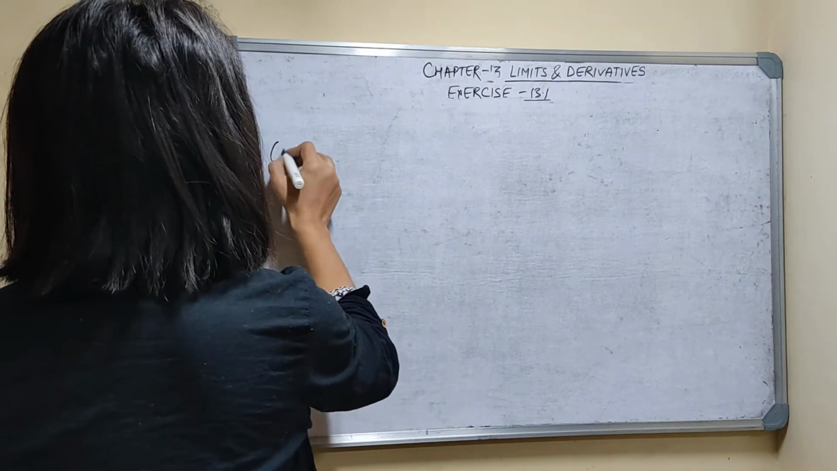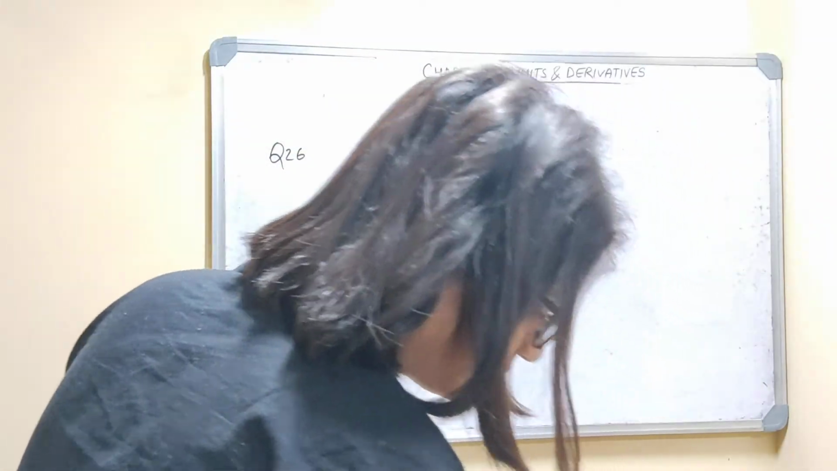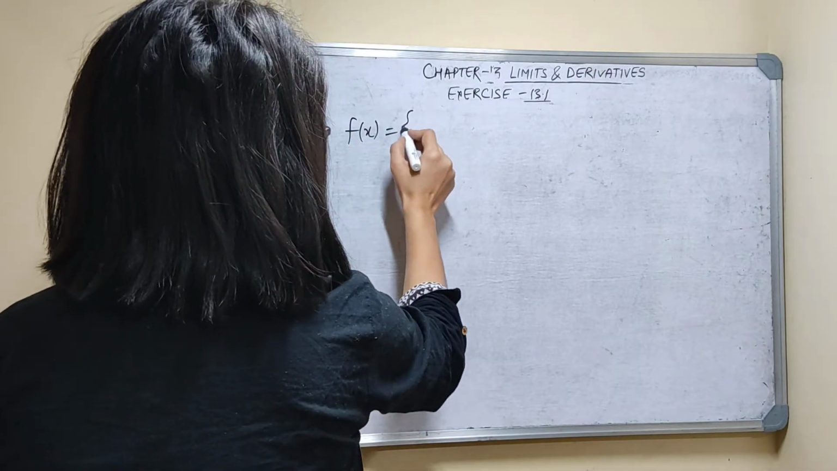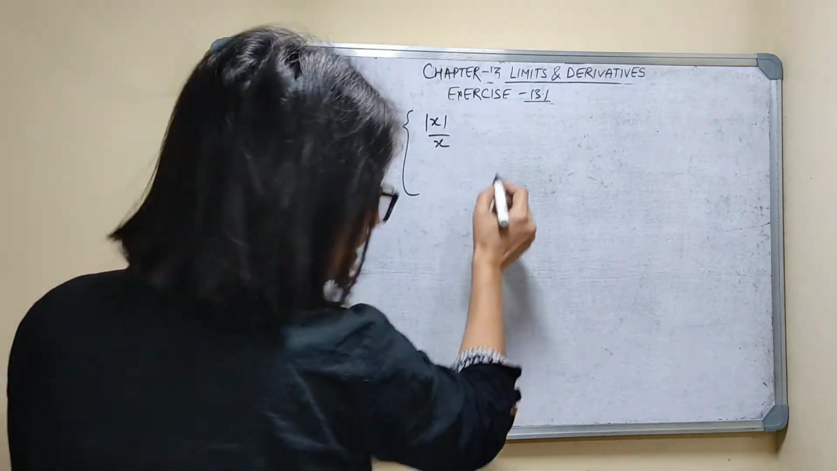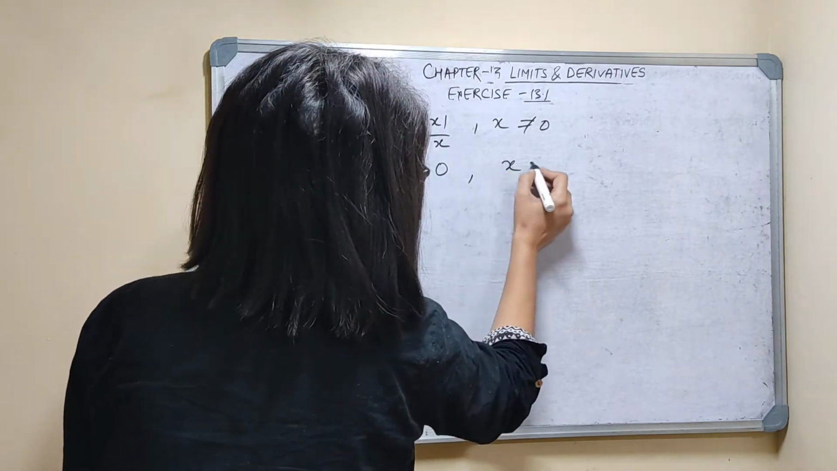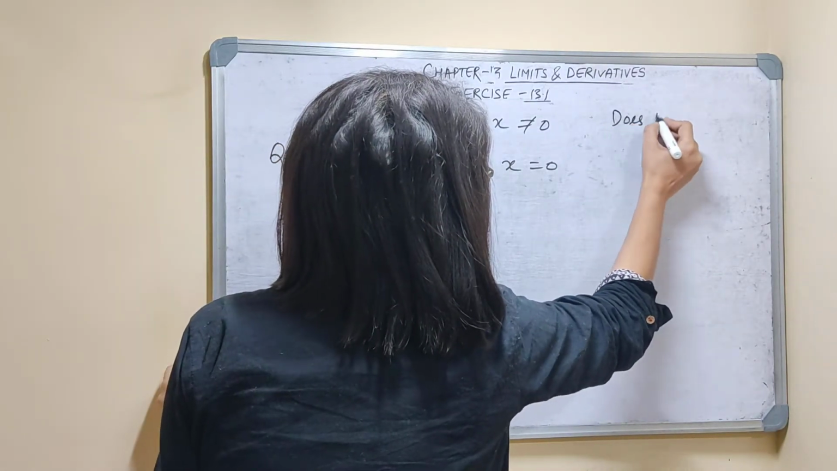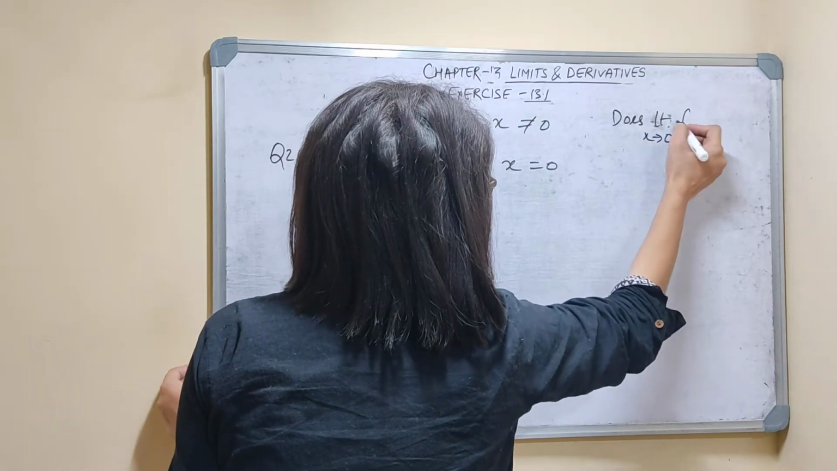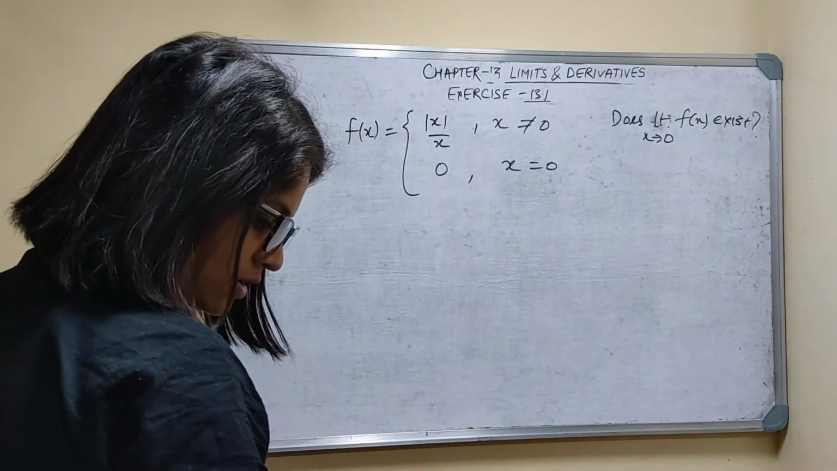Question number 26. Let f be a function defined by f(x) = |x|/x when x is not equal to 0, and 0 when x is equal to 0. Does the limit as x tends to 0 of f(x) exist? You have to find if this limit exists or not.